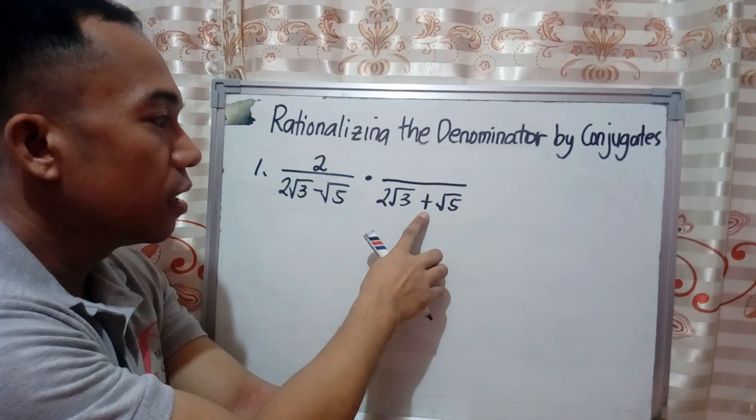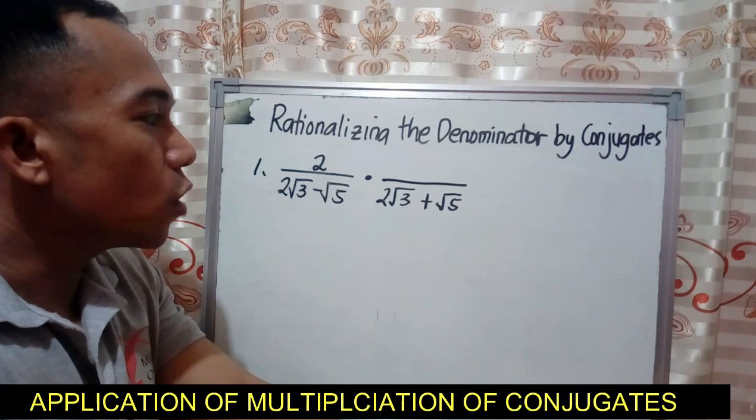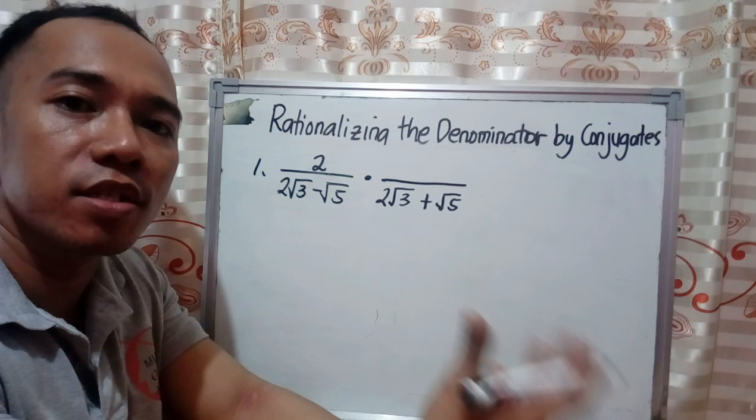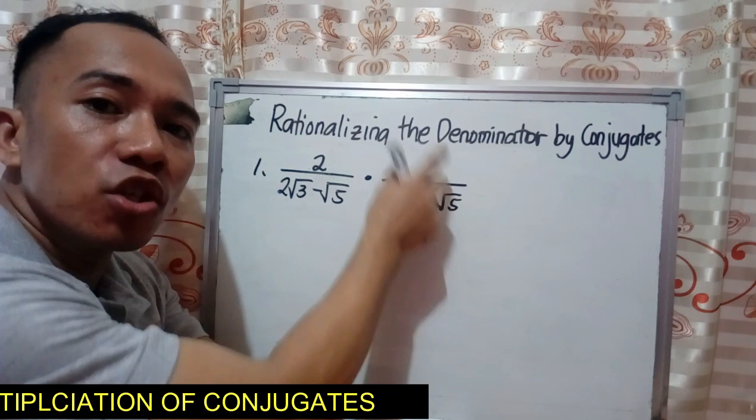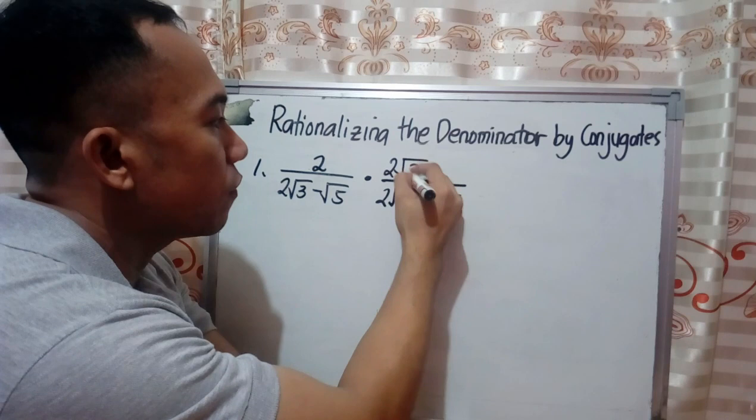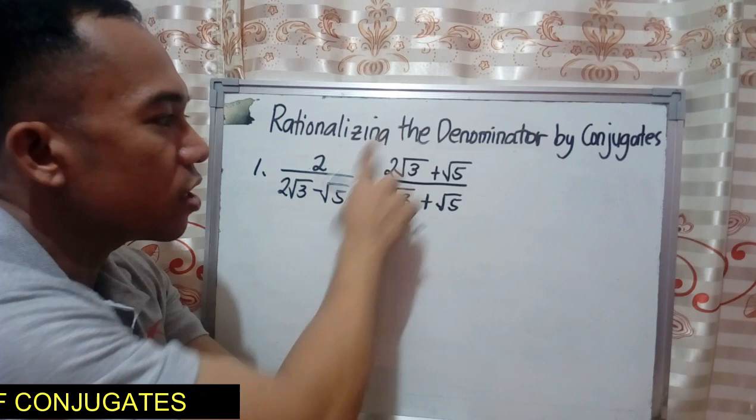Since we don't need to change the value of the expression, we just need to multiply by 1. Any number multiplied by 1 is the number itself. We did not change anything if you multiply by 1. So how do we make this expression 1? It should be identical, the numerator and the denominator. So this will also be 2 square root of 3 plus square root of 5. So we are multiplying just 1. Okay, so how do we multiply this?